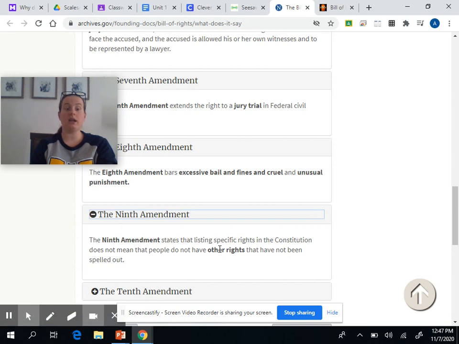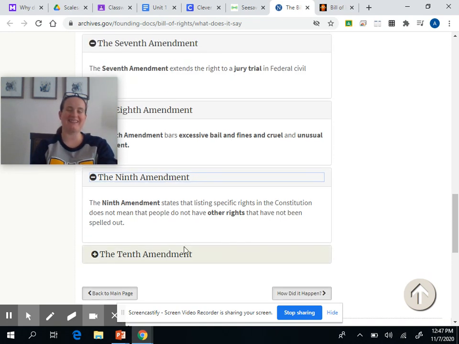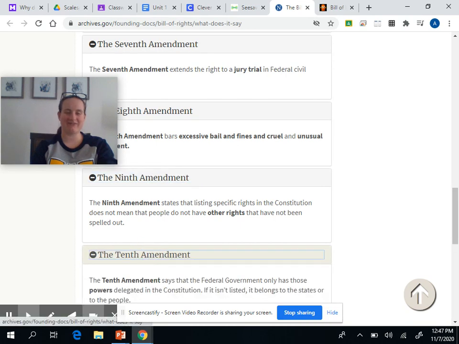All right, so then the 9th Amendment, it's kind of funny. It says that just because there's some specific rights that this Bill of Rights makes very clear, does not mean that these are the only rights that you have. You have other rights that aren't necessarily in this Bill of Rights. That kind of always cracks me up.